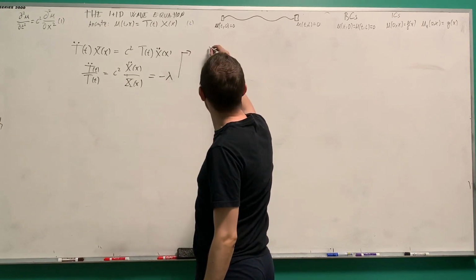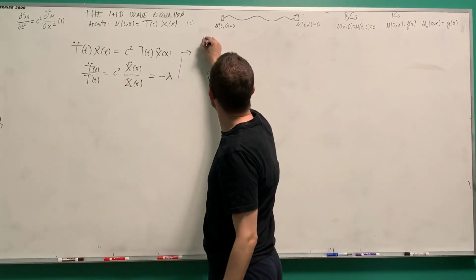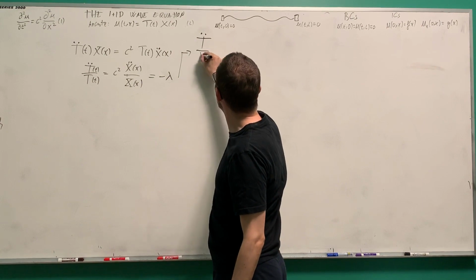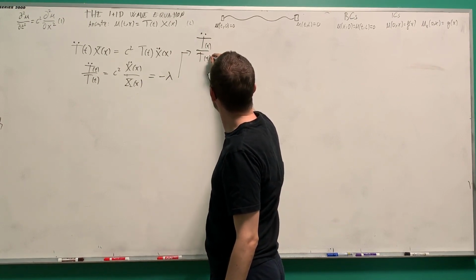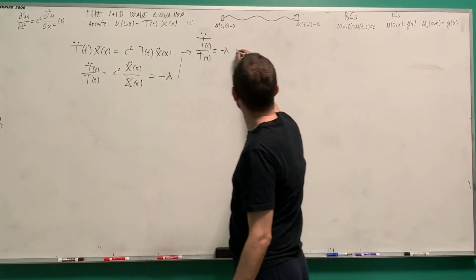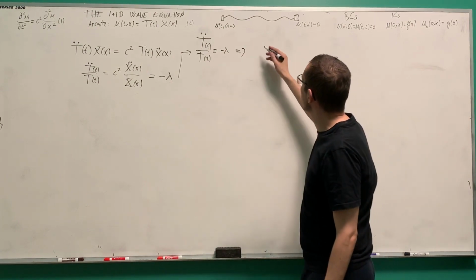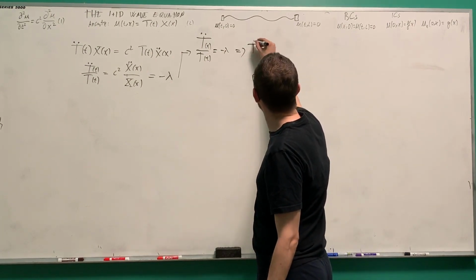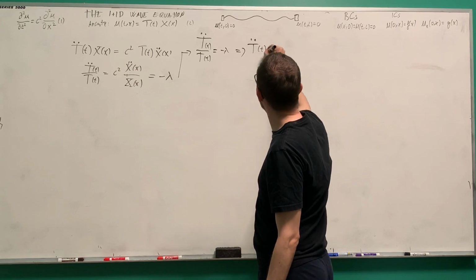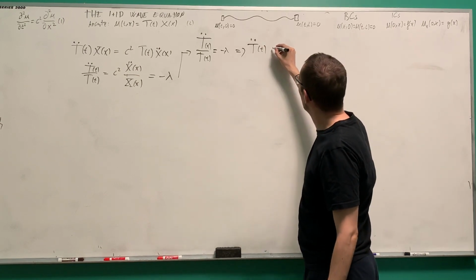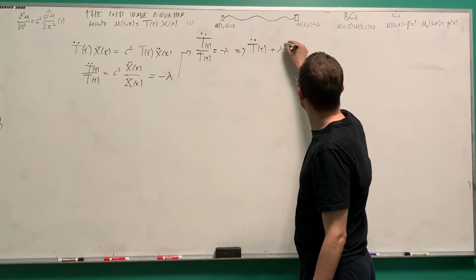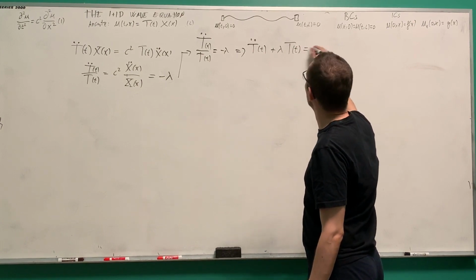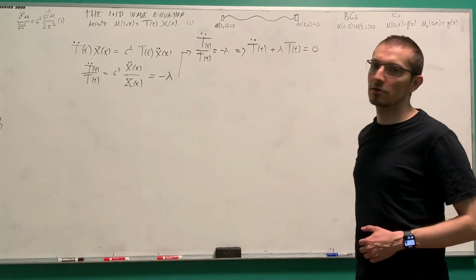And the two equations I have: the first equation I get is T double dot over T equals minus lambda. So what does that mean? Well, it means that the equation for T is T double dot of t plus lambda T of t equals 0. Second order linear ODE with constant coefficients, easy peasy.